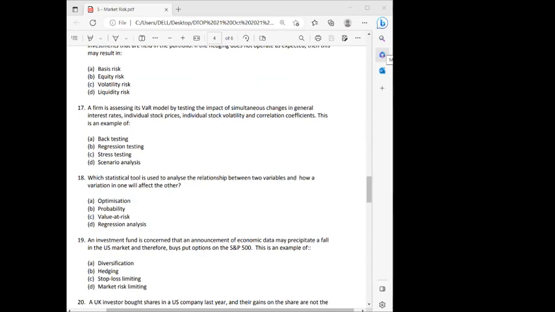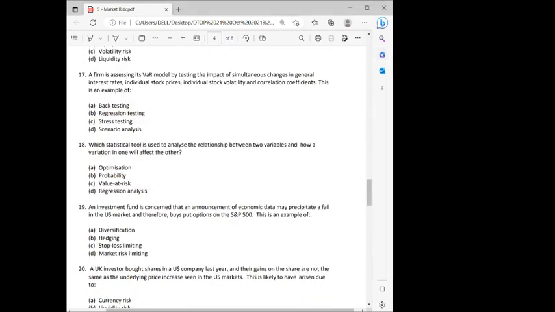So 8.8. Which statistical tool is used to analyze the relationship between two variables and how a variation in one will affect the other? Optimization, probability, value at risk, regression analysis. It's again very obvious, right? The relationship between two variables we have looked at in regression analysis. Majority of you have given the correct answer, but still I can see some have not got it. Right? The correct answer is D.